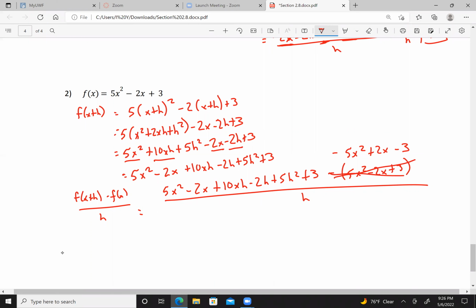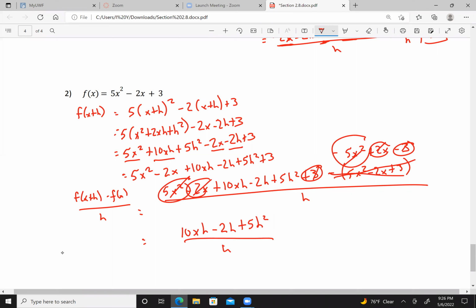Save us some trouble. Negative 5x squared, 5x squared. 2x, negative 2x. Positive 3, negative 3. So that leaves me with 10xh minus 2h plus 5h squared over h. And we can divide out the h, and I get 10x minus 2 plus 5h.